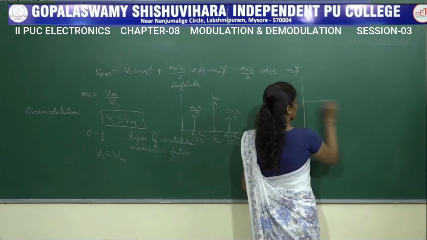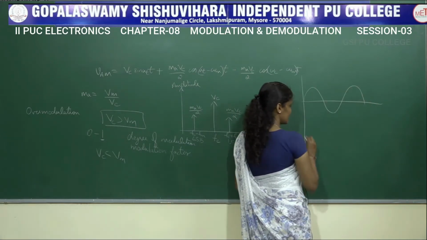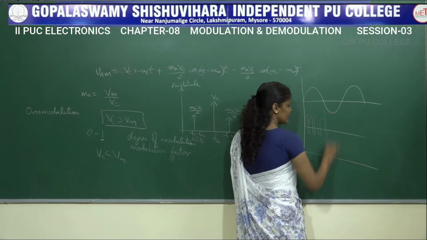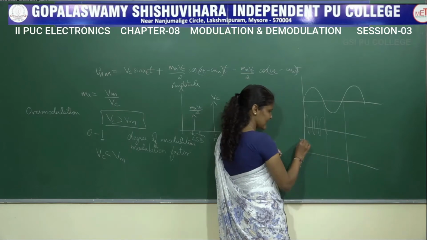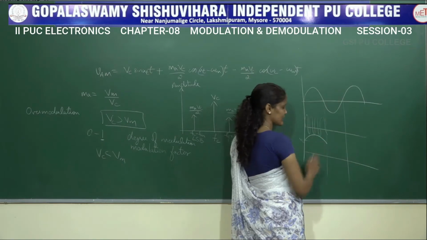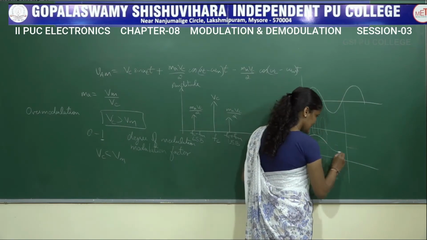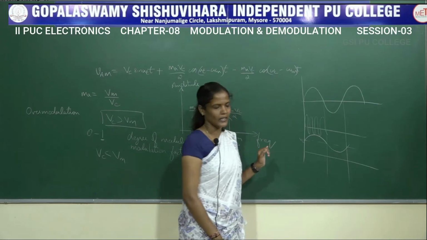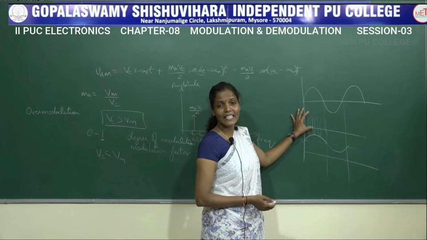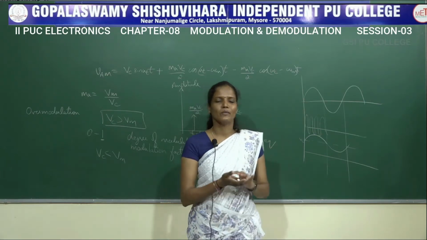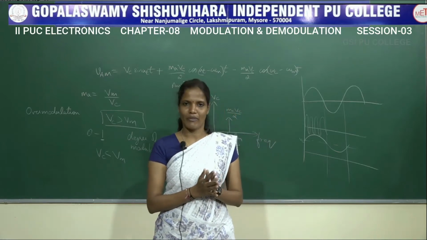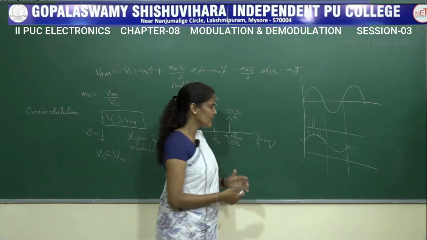The modulating signal varies, but the carrier signal is constant. So in amplitude modulation, if I consider this as the Vc line, the amplitude of the carrier signal increases for every positive half cycle and decreases for every negative half cycle. So the extent to which the amplitude of a carrier signal is varied is called the modulation index or the degree of modulation or the modulation factor. So let me come up with the definition once again.